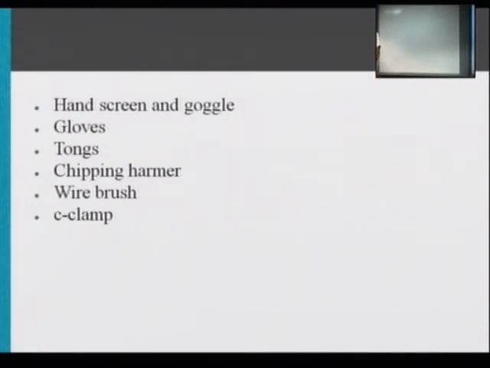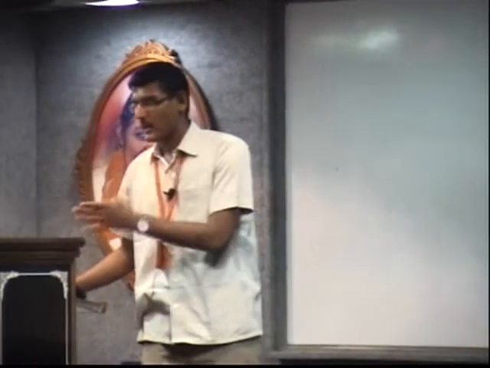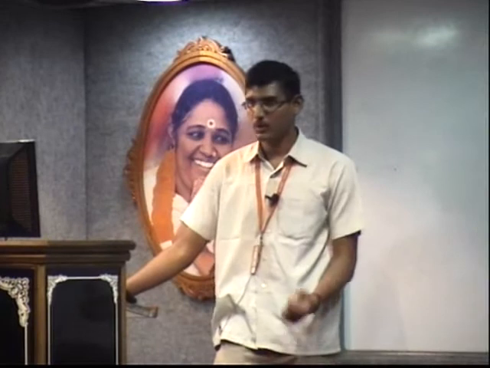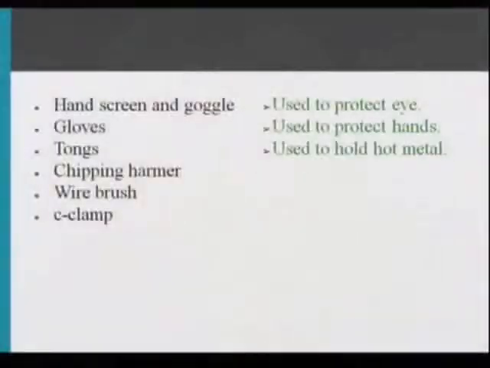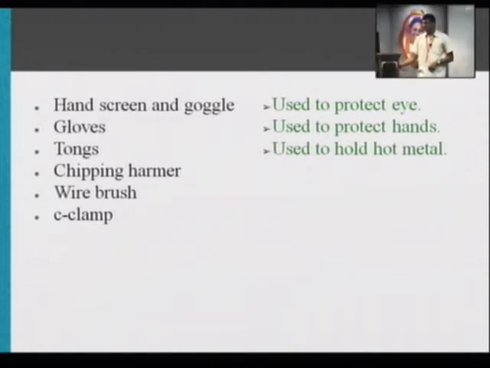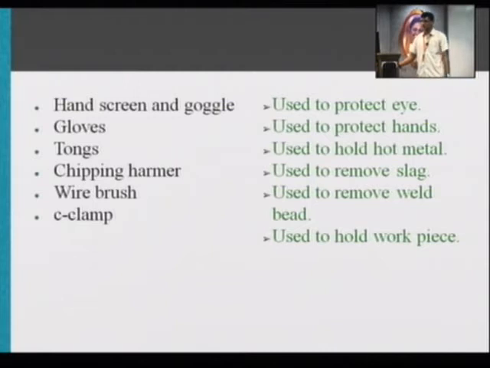So let's see the use of your safety equipment. The hand screen and goggles are used to protect your eyes. Gloves are used to protect your hands. Tongs are used to hold hot metal, because when the electrode melts it produces 1500 degrees Celsius, so it is very hot. So you should handle it using these tongs. The chipping hammer is used to remove slag. The wire brush is used to remove the weld bead, that is, the dust produced there. And the stick clamp is used to hold your workpiece.